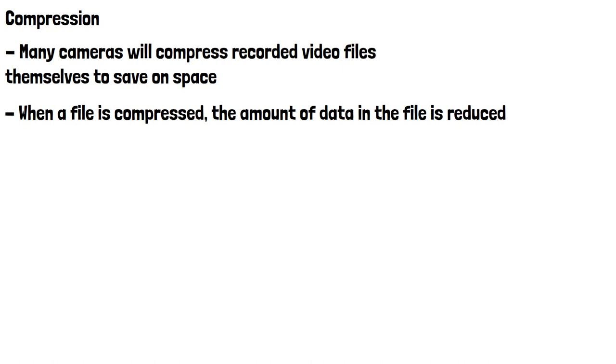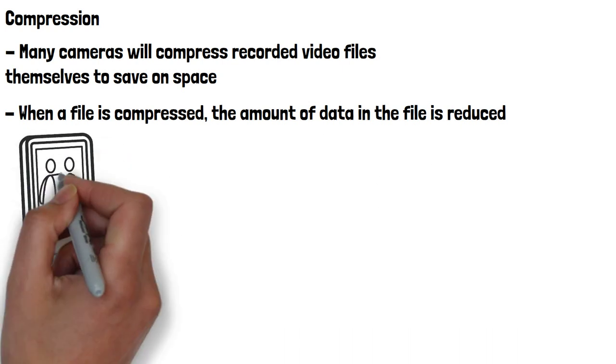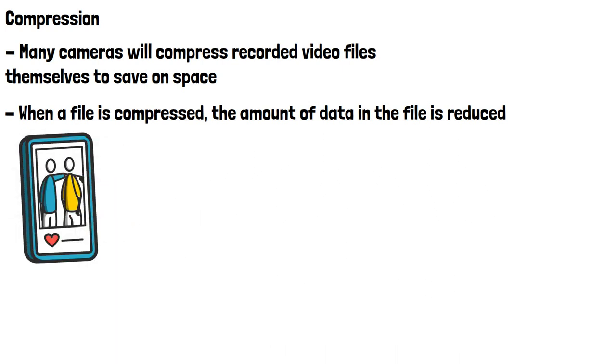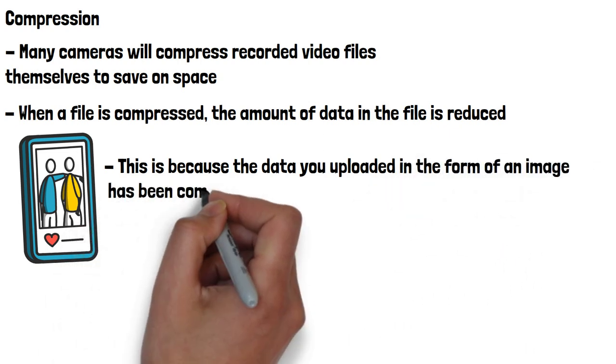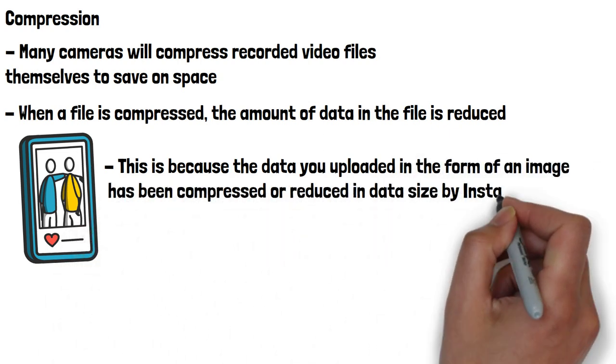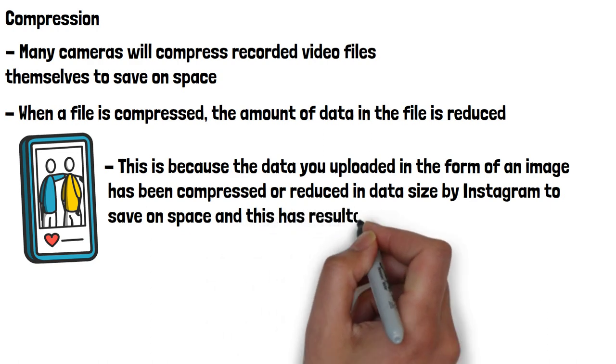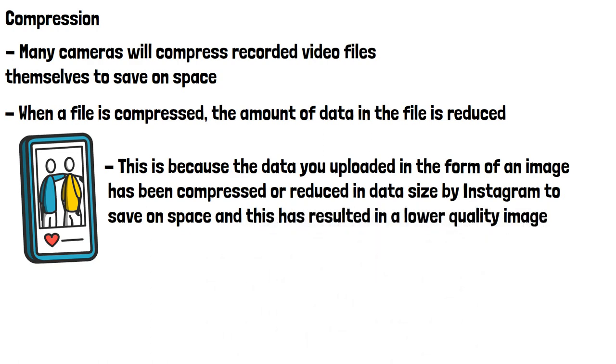when you upload a high quality image to a social media platform like Instagram, and then notice that it's not quite as high quality as the original. This is because the data you uploaded in the form of an image has been compressed or reduced in data size by Instagram to save on space, and this has resulted in a lower quality image. The same is done by CCTV cameras automatically in some cases.